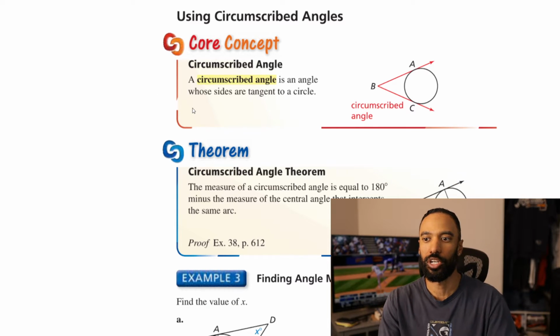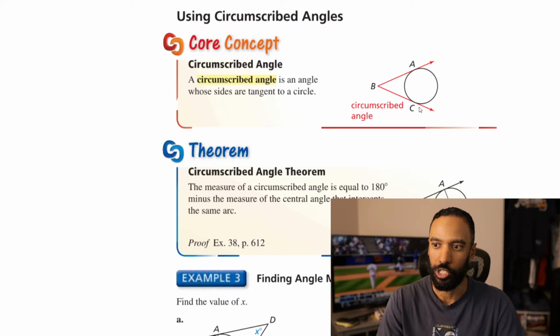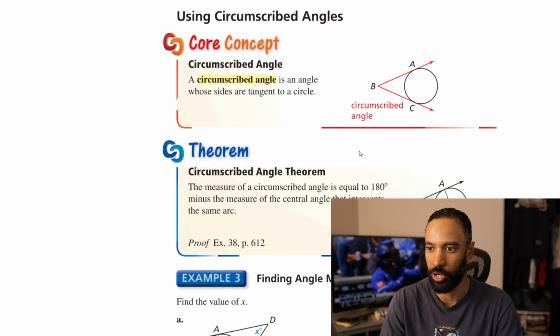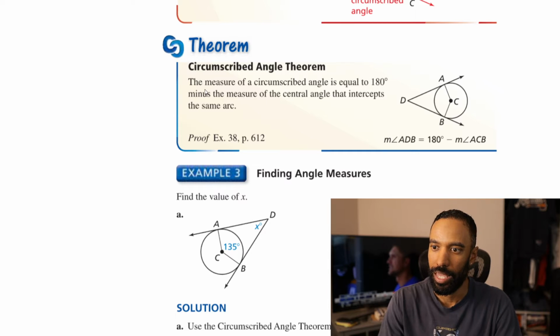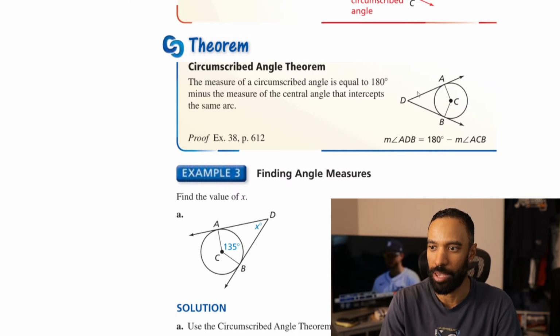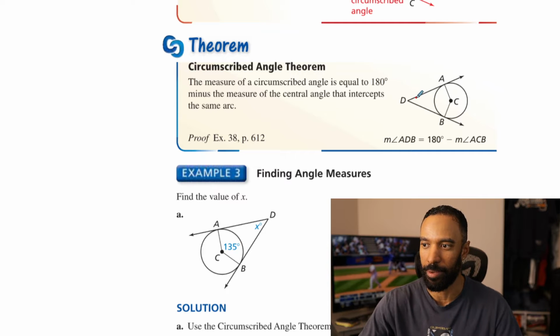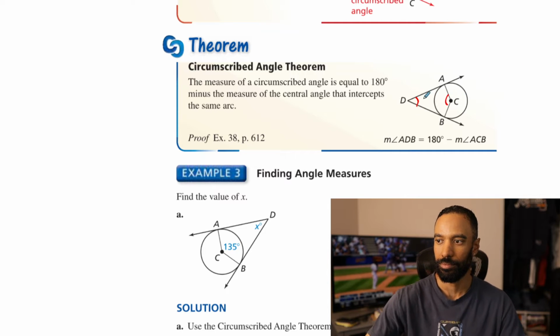Okay, here's a circumscribed angle. You saw it with the two tangents. It's an angle whose sides are tangent to the circle. There's a theorem. The measure of a circumscribed angle is equal to 180 degrees minus the measure of the central angle that intercepts the same arc. I normally say it the other way. I normally say that these two are supplementary. These two add to 180.